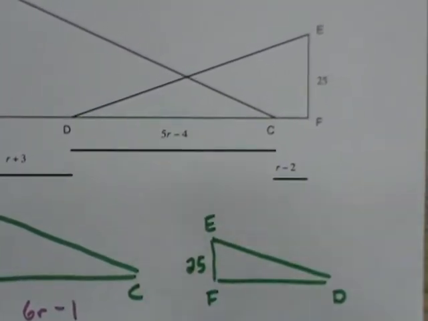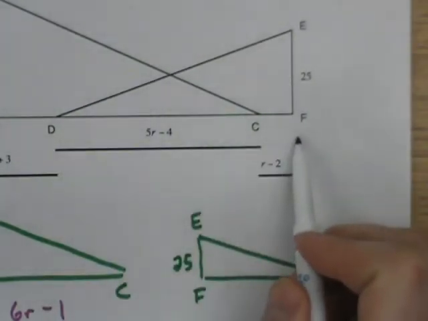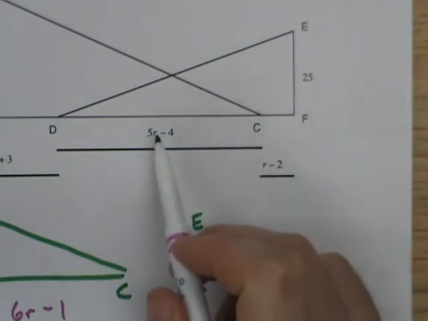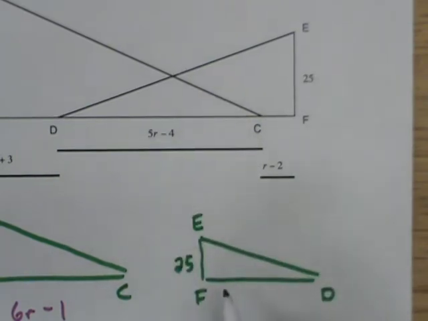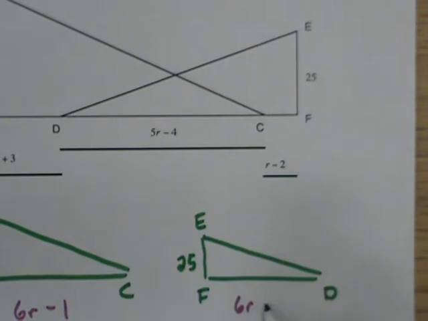In a similar way, I'm going to travel the same distance twice. If I want to go from here to there, I have to add this expression with that expression. So 5R and R is going to produce 6R. Negative 4 and negative 2 would be minus 6.